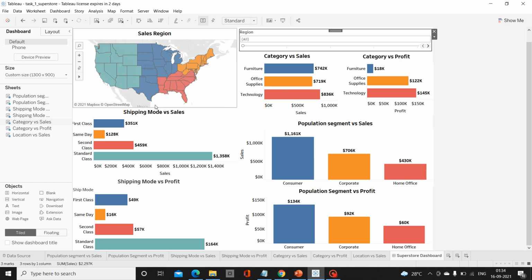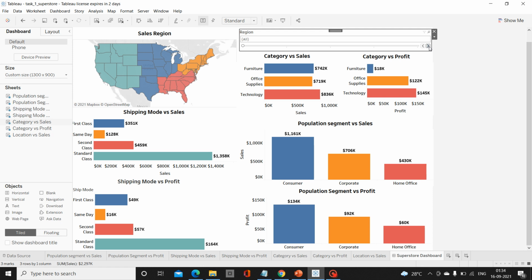This is the dashboard. The sales region represents all the states divided into four regions, which is west, central, east, and south. I have represented the factors affecting the sales and profit by horizontal and vertical bar charts. While analyzing the data set, in case of population segment, we can observe that the contribution of consumer segment is the highest for sales as well as profit.